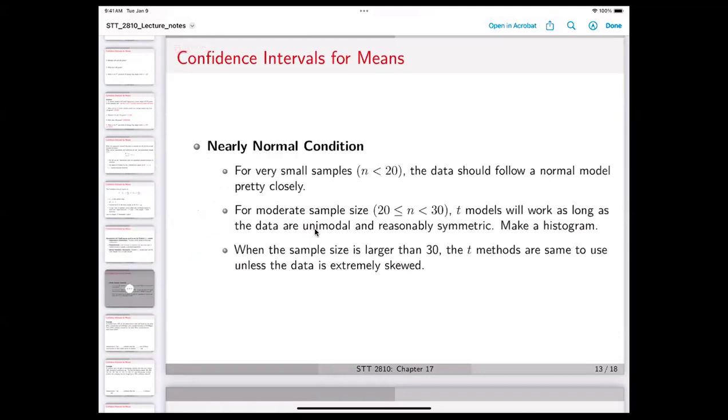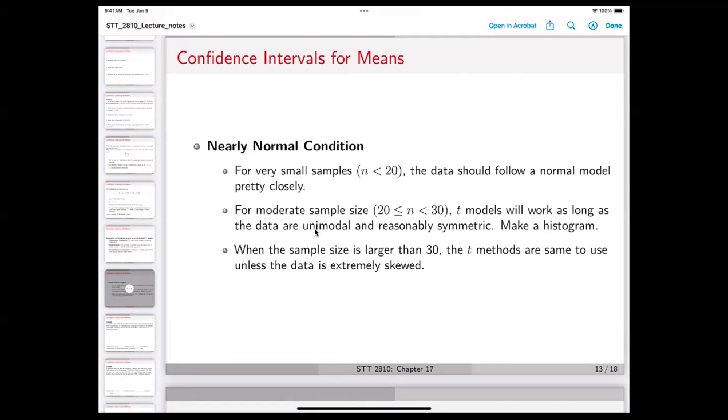There is another condition, which is the nearly normal condition, which means that if the sample size is less than 20, then the data should follow the normal model pretty closely. We don't want it to be heavily skewed; we want it to be fairly symmetric. If it's between 20 and 30, the t would work as long as the data is unimodal and symmetric. How do you determine that? You can determine that by making a histogram.